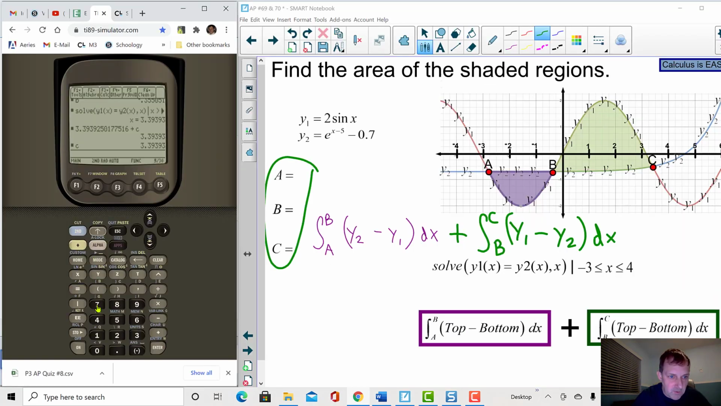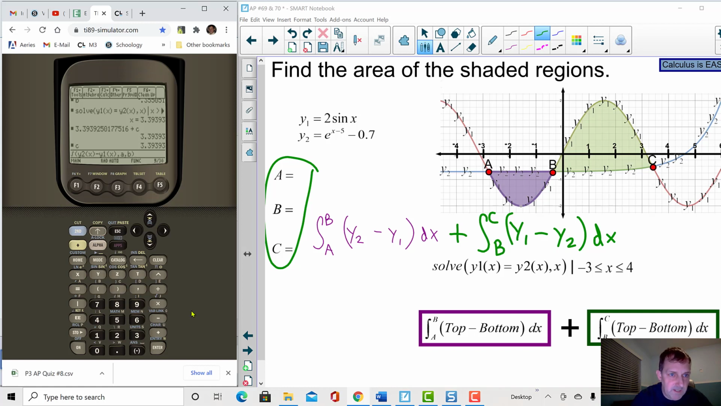So I'm going to do the integral. It's going to be y2. Don't forget the parentheses of x, and then minus y1 of x. Now this integral is going to go from a to b. So we need alpha a, comma, and then alpha b. And we already stored the a and b values.